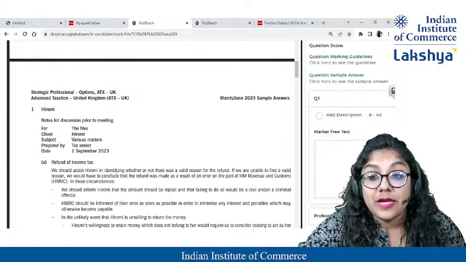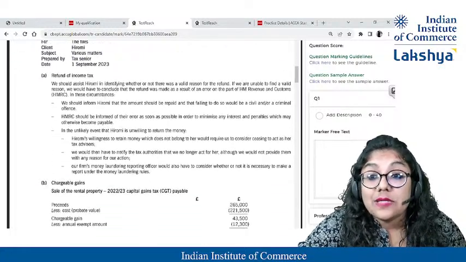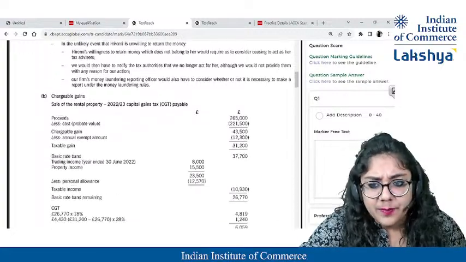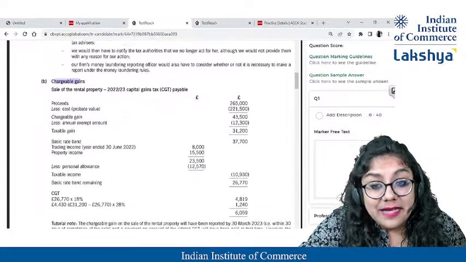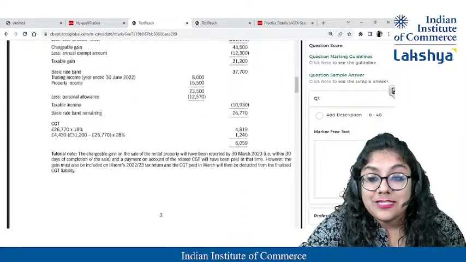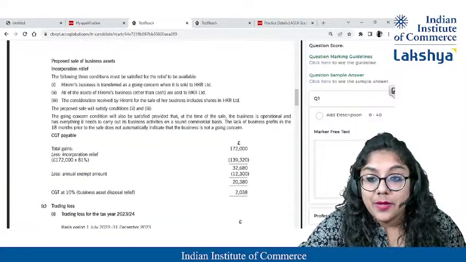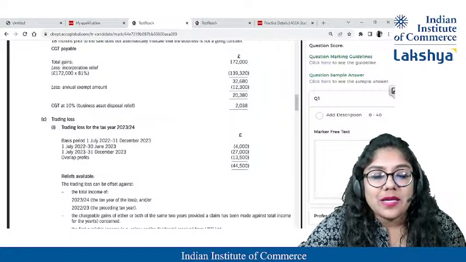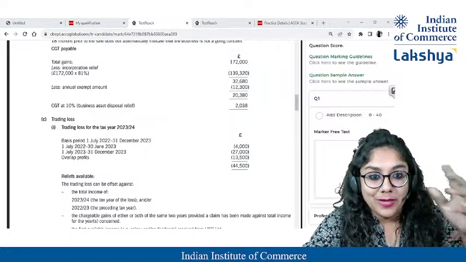My date today, you know, the first question was about asking for a refund of income tax, which was 5 marks. So I wrote something about the refund. Something about chargeable gains, I have calculated it, CGT. The third question was about the payables and trading losses, if you remember. So this was my trading losses I want to carry forward. So students, this is how I want you to answer.